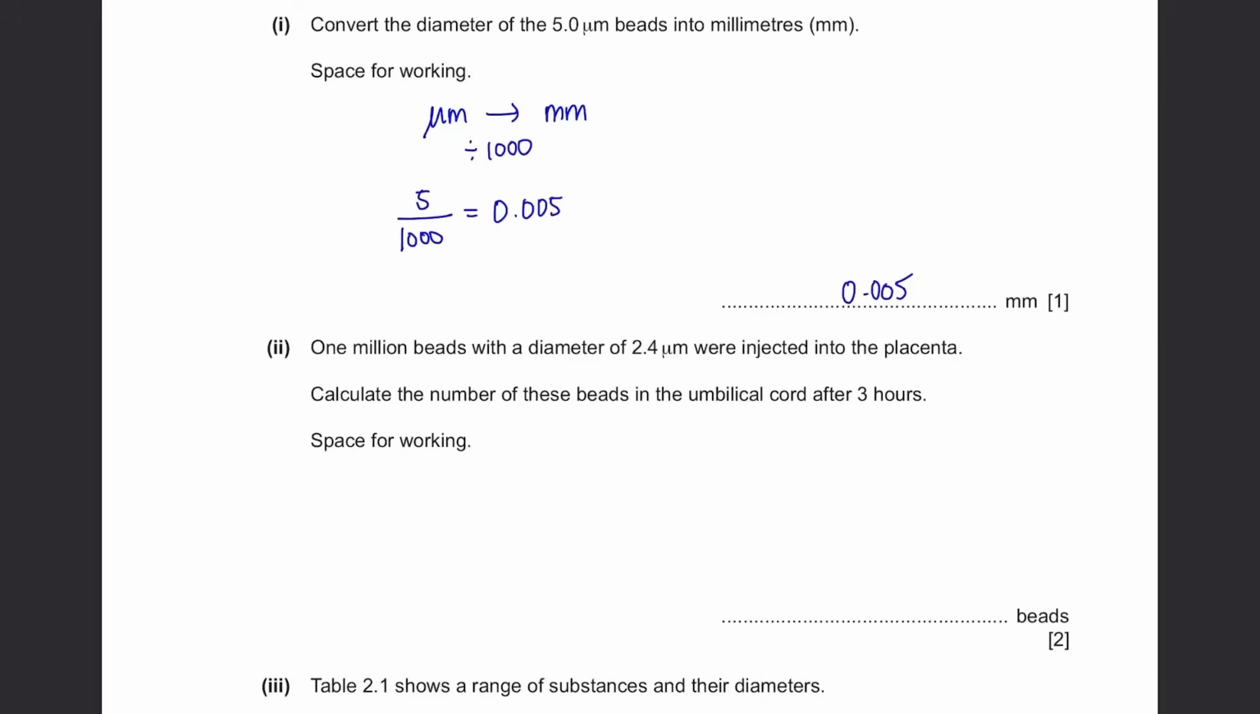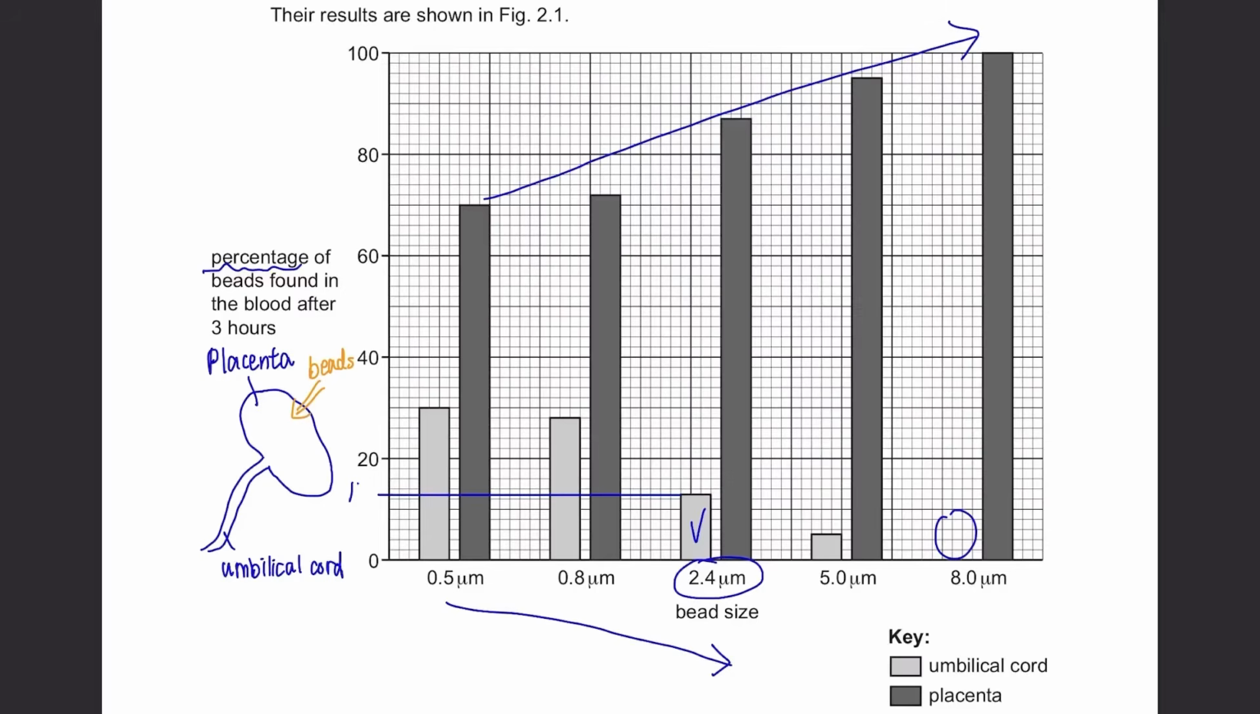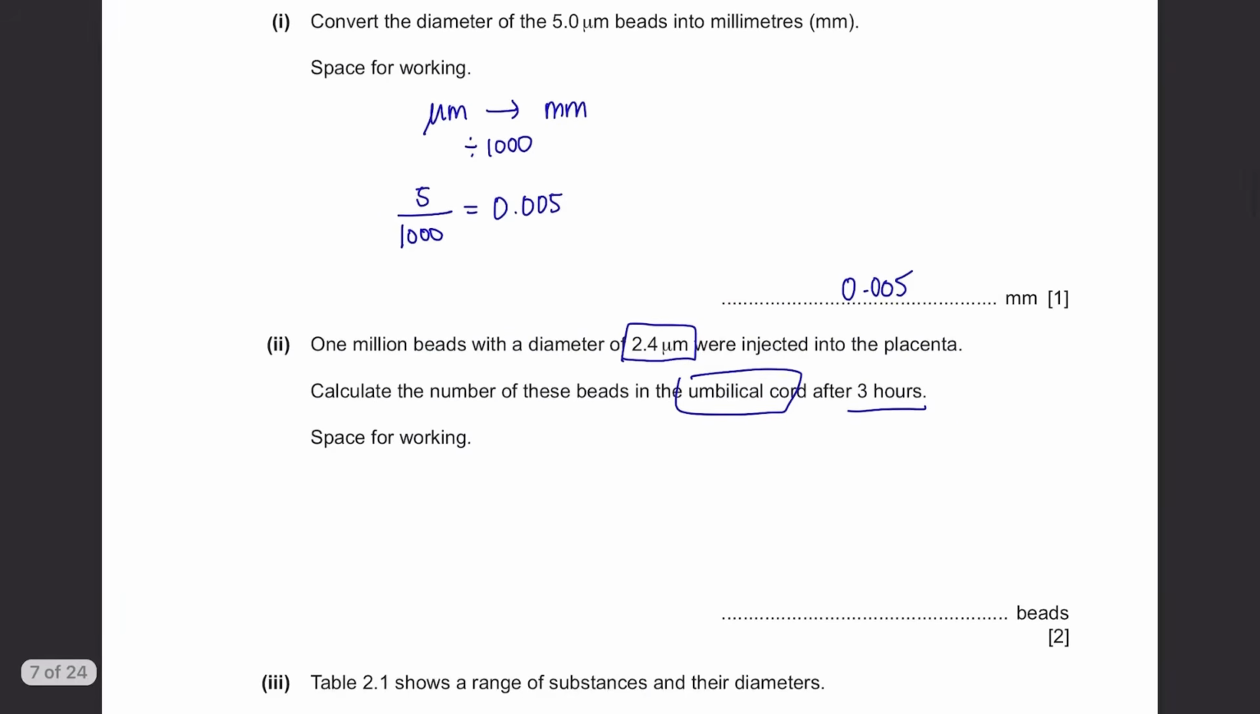1 million beads with a diameter of 2.4 micrometers were injected into the placenta. Calculate the number of these beads in the umbilical cord after 3 hours. Space for working. We need to use the graph for this. If you put a bead size of 2.4 micrometers, you will find 13% of it in the umbilical cord. Since you put 1 million in the beginning, 13% of it is 1 million times 13%, and the answer is 130,000.